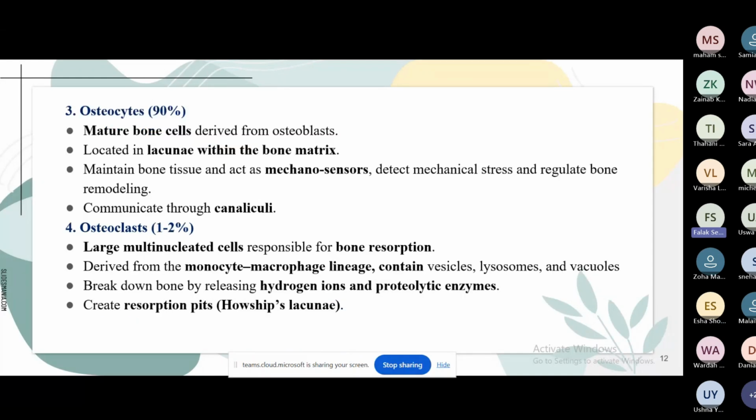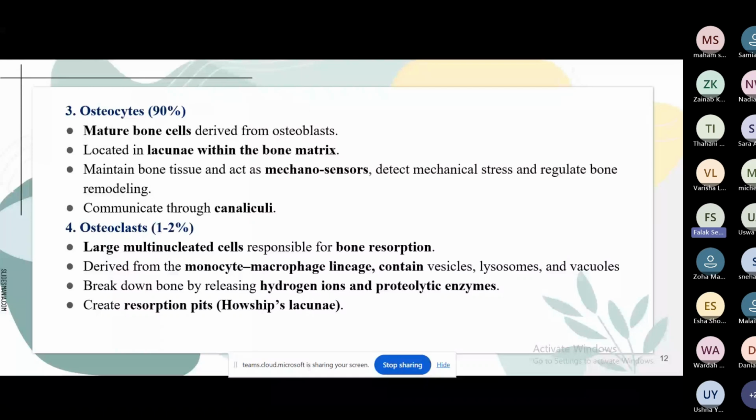Now coming to the third cell type, that is osteocyte, and they comprise approximately 90% of the total cell lineages. They are the mature bone cells and they are derived from the osteoblast. Okay, they are located in the lacunae within the bone matrix. They maintain bone tissue and they are also important because they act as mechanosensors. These are responsible for the detection of mechanical stress and they regulate bone remodeling. They communicate with each other through bone canaliculi.